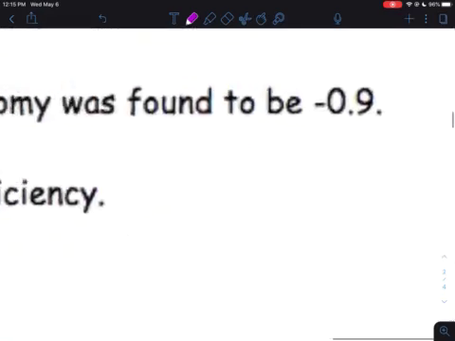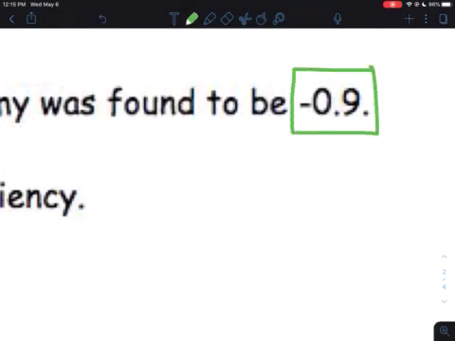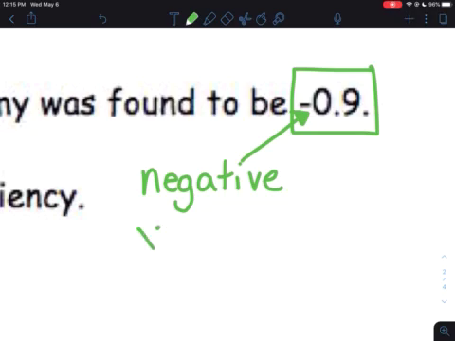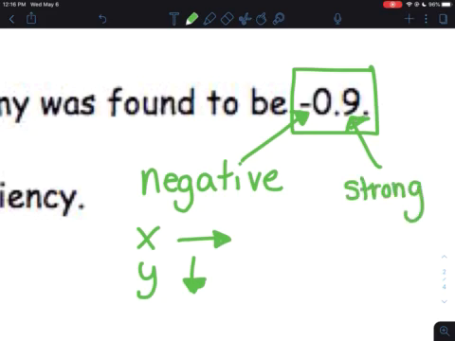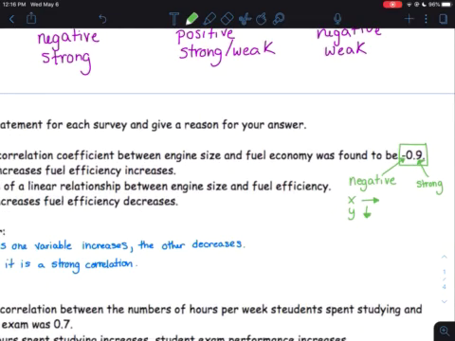So here is what we're going to look at. This number right here. Okay, the negative tells us that this has a negative correlation, which means as X increases, Y is decreasing. That's what that negative correlation means from our notes. Okay, being 0.9 means it is strong, because that's close to 1, close to -1. All right. The closer to 0, the weaker the correlation. The closer to 1 or -1, the stronger the correlation.